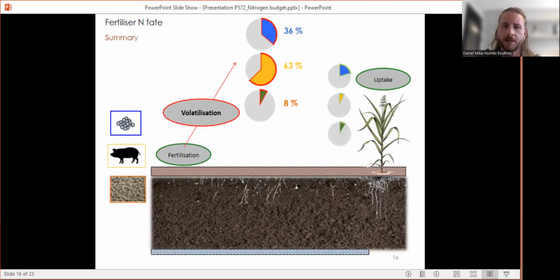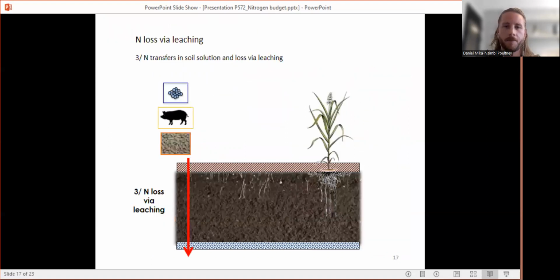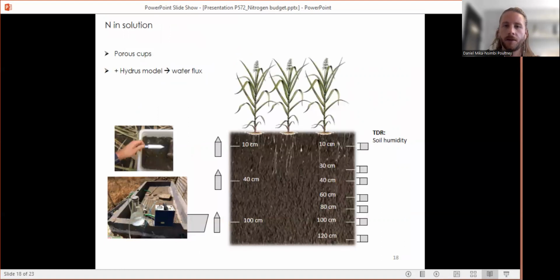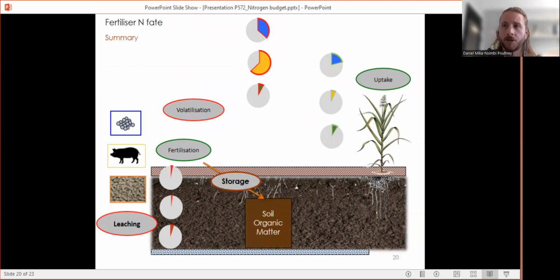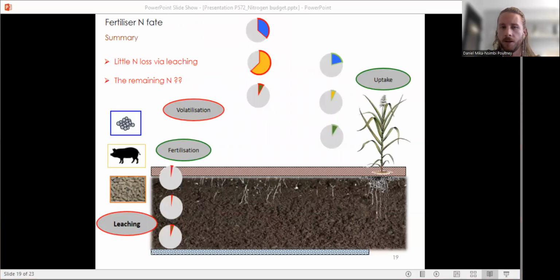Now that uptake and volatilization are established, another pathway of loss is through leaching. To evaluate this, we had porous cups at various soil depths, to a meter, as well as TDR soil moisture probes, and found that actually very little was lost via leaching. This can be attributed most likely to the anion exchange capacity of the soil, or the capacity of the soil to retain nitrates.